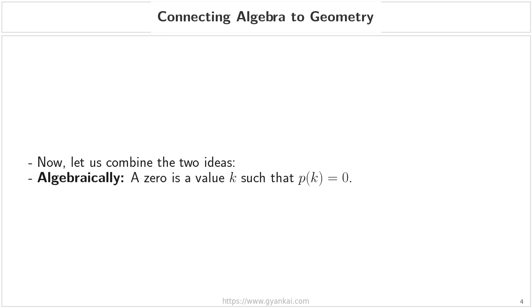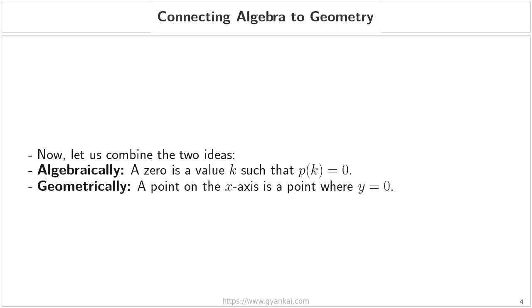Connecting algebra to geometry. Now that we have looked at the algebraic definition and the properties of the x-axis separately, let us bring these two ideas together to see the big picture. Think back to our first few slides. Algebraically, we defined a zero as a specific value, let's call it k, such that p of k equals 0. On the other hand, as we just discussed in the previous slide, any point sitting directly on the x-axis must have a y-coordinate of 0.